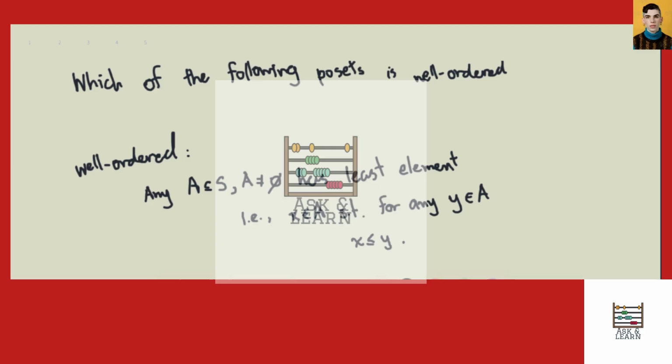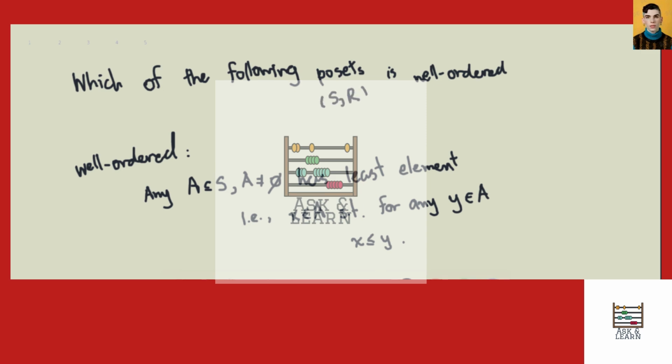Hi, in this video, we are asked which of the following posets is well-ordered. A well-ordered set is a set in which any non-empty subset has a least element, which in this context means least in accordance with the relation of the poset, right?